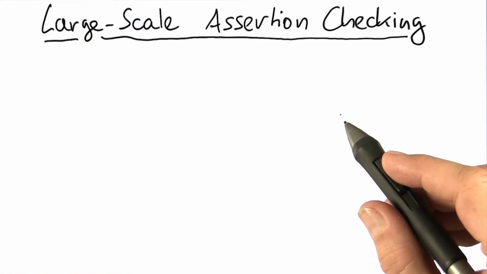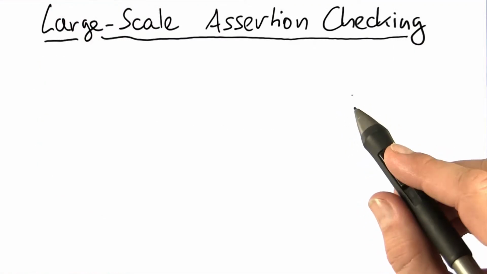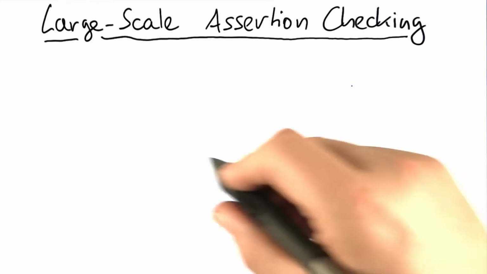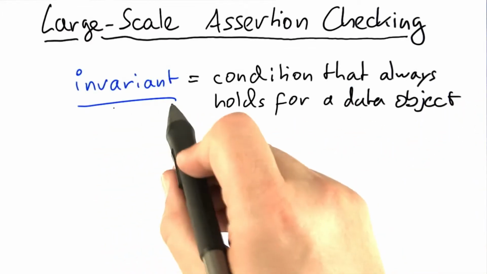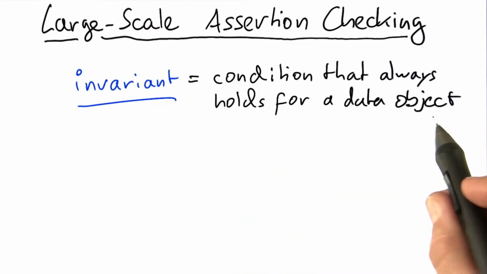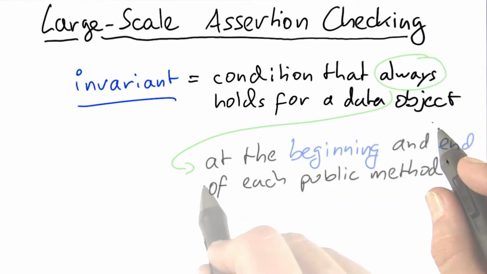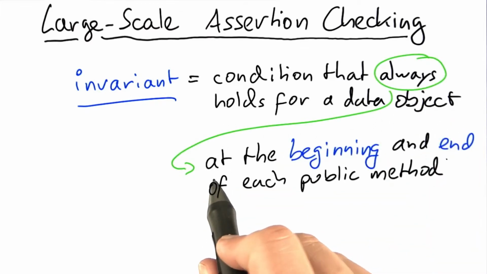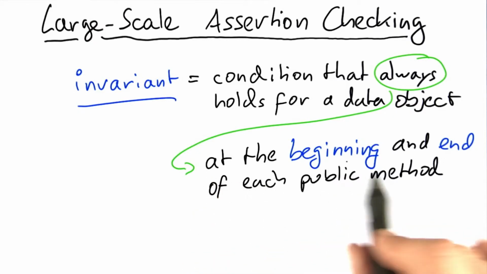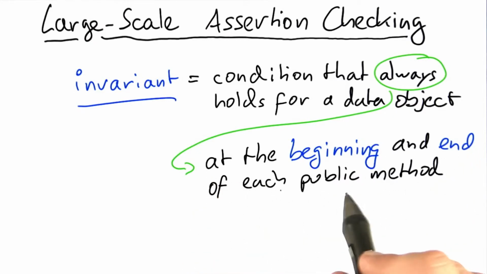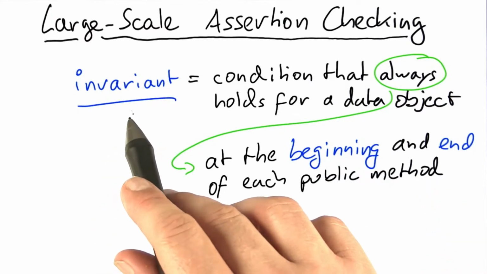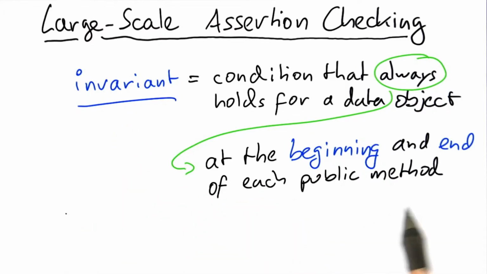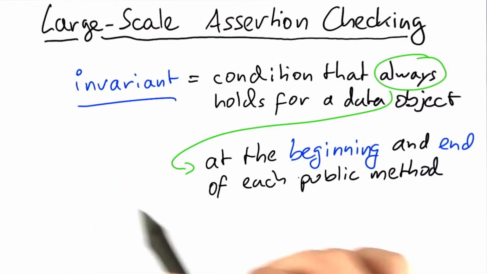What we need here is a property that always holds. In computer science parlance, we call such a thing an invariant. An invariant is a condition that always holds for some data object. What does always mean? Always means, from the perspective of a user of that object, at the beginning and at the end of each public method. While the method is executing, invariants can and frequently must be violated, but when the method is done, the invariant should hold again.